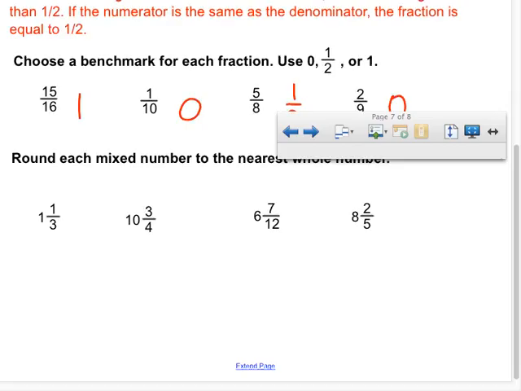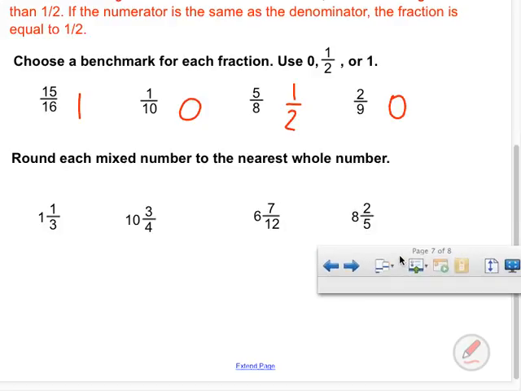And last, to the nearest whole number. What's this to the nearest whole number? 1. What about this one? 11. What about this one? Whole number, but we're either a 0 or a half or a whole. What is it? 7. How about this one? 8. Very good. And that's it. You guys have a nice day.